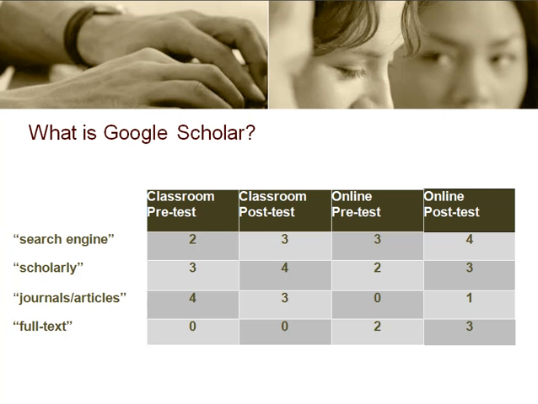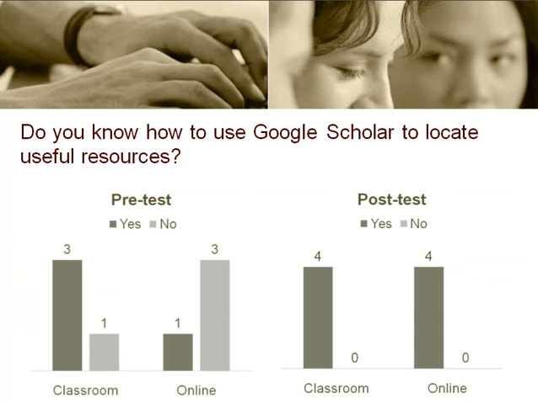For the first question, I was interested in seeing how frequently students touched on the key aspects of the Google Scholar tool. As you see here, more of the concepts were mentioned in the post-lesson descriptions. It's interesting to note that only the online students mentioned that Google Scholar provides access to full text. The second question measured whether students knew how to search for useful resources using Google Scholar. While the classroom students were more familiar with it before the lesson, all students felt that they knew how to use Google Scholar after the lesson.